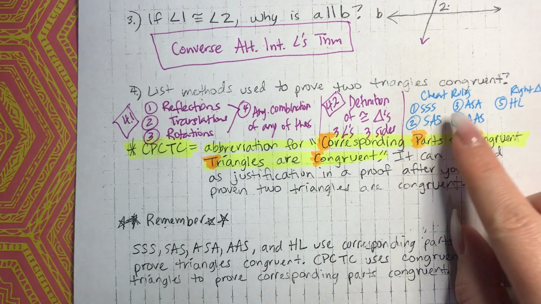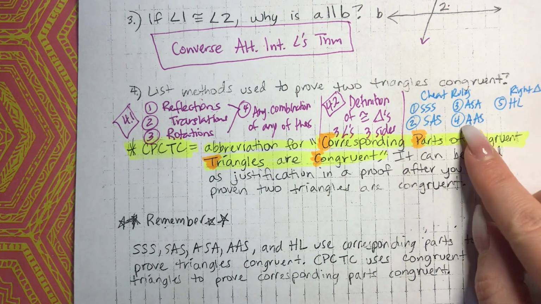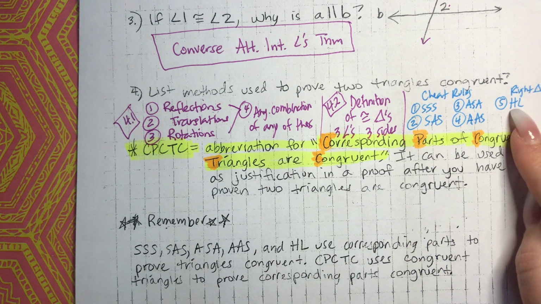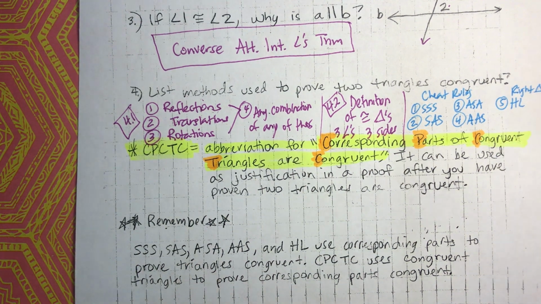Side, angle, side: 1, 2, 3. Angle, side, angle: 1, 2, 3. Angle, angle, side: 1, 2, 3. HL: 1, 2, 3, right? So you need 3 pieces of information.